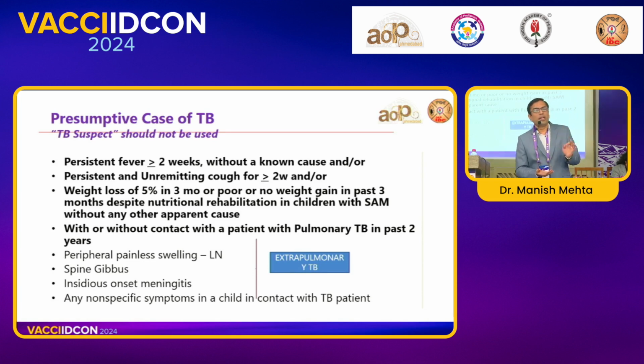And the good thing about CBNAAT is that it is very specific. False positives are very few. So that is a good part. Whenever you have a positive CBNAAT, it is a definite case of tuberculosis. You don't have to think of anything else. But if you have a negative CBNAAT, you cannot rule out tuberculosis.